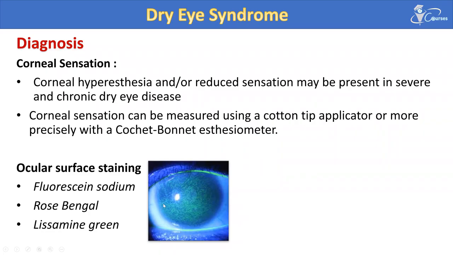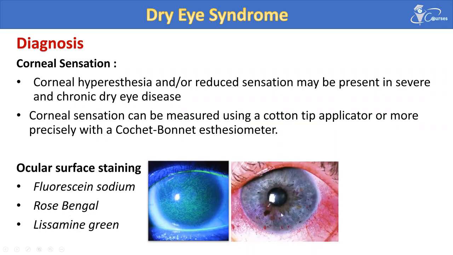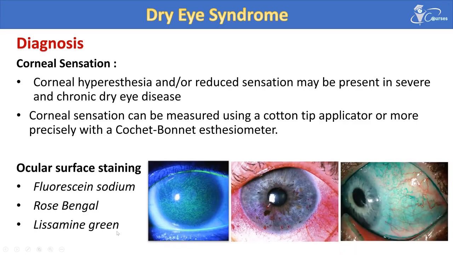Other stains can be used, but are less practical in ophthalmology practice. There is a pinkish stain called rose bengal. This rose bengal will also stain the abnormal ocular surface, and another stain is called lissamine green. So when the ocular surface takes any one of these stains, this indicates the presence of dry eye.